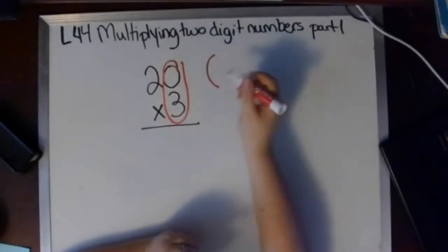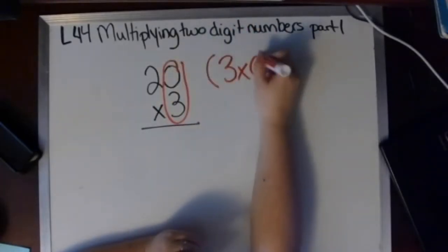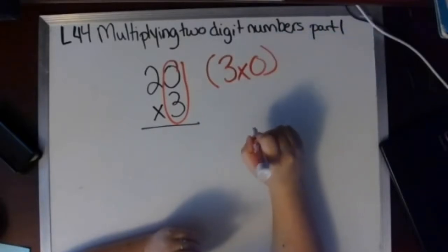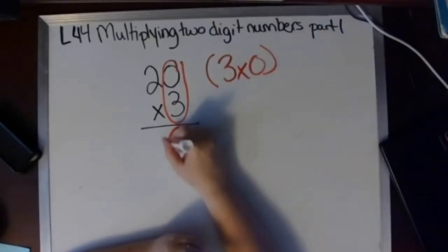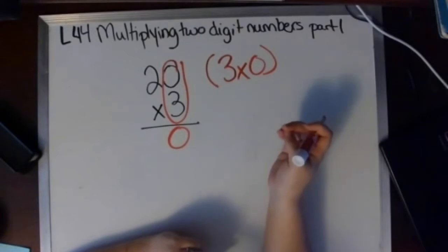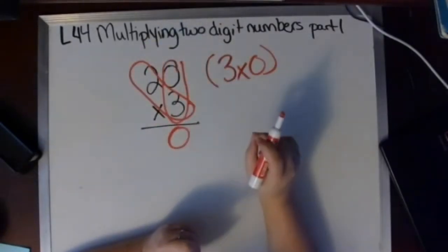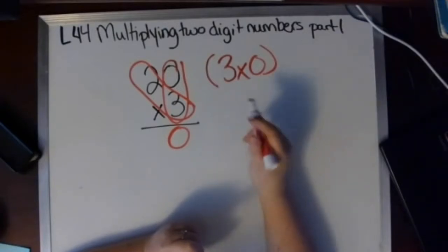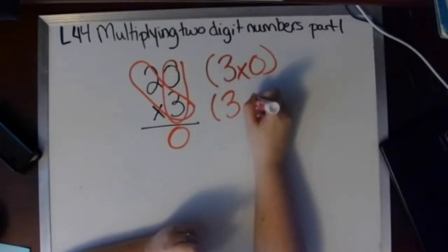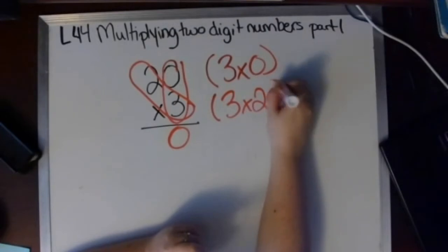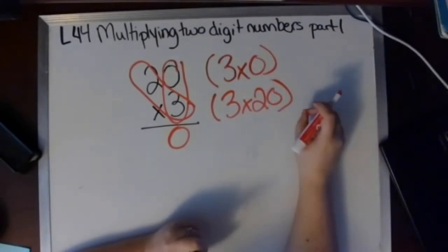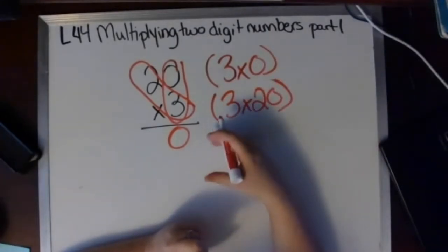So we're going to times 3 and 0. So you are doing 3 times 0. 3 times 0 is 0 because anything times 0 is 0. Next one we're doing is 3 times 20, not 3 times 2. So you're doing 3 times 20, even though we say 3 times 2.